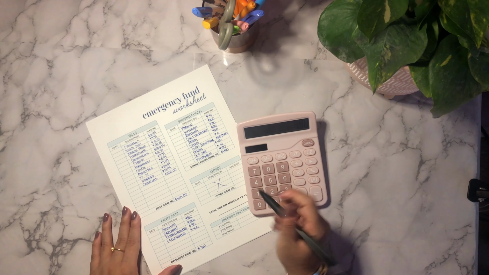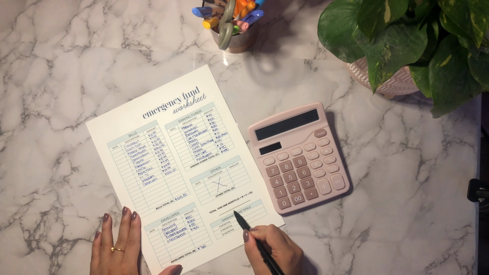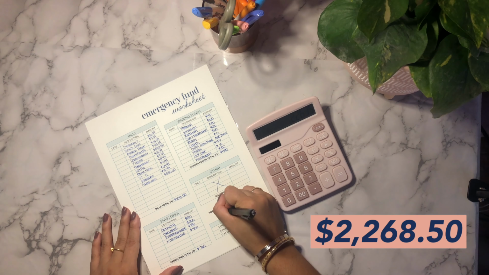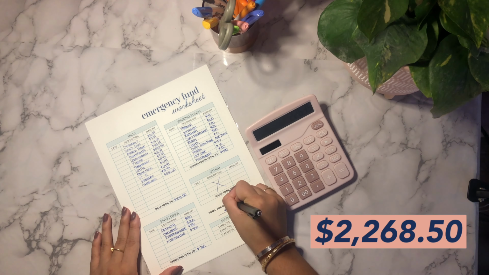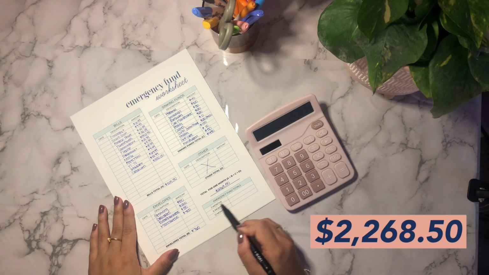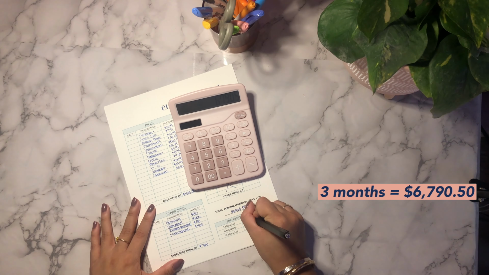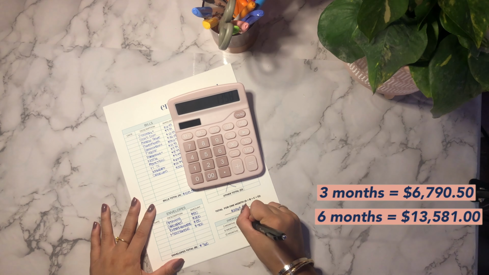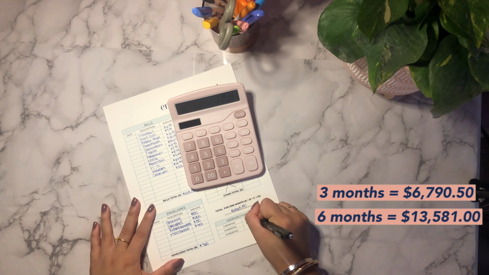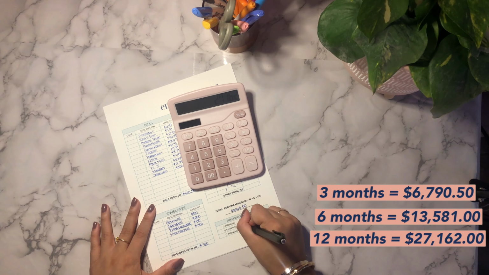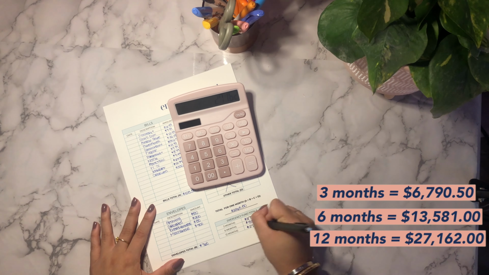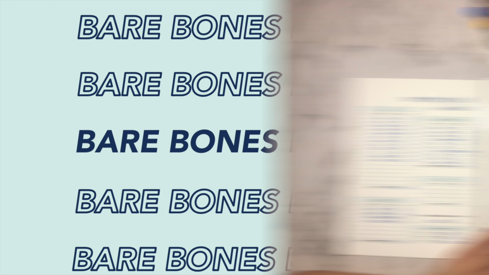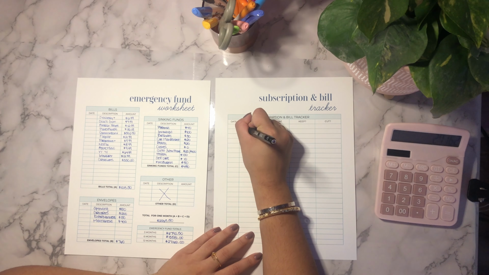Then I add up the totals for each category and multiply it by 3, 6, or 12 to get the totals, which ends up being $2,268.50 for 1 month, $6,790.50 for 3 months, $13,581 for 6 months, and finally $27,162 for 12 months. And that is the first method. So the comfort level budget was pretty simple.